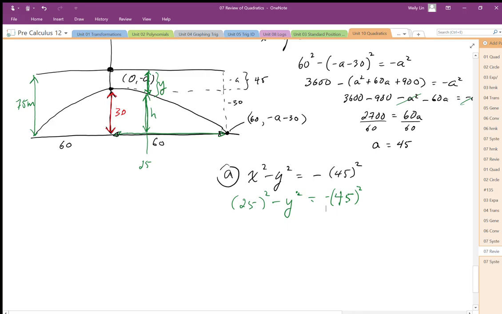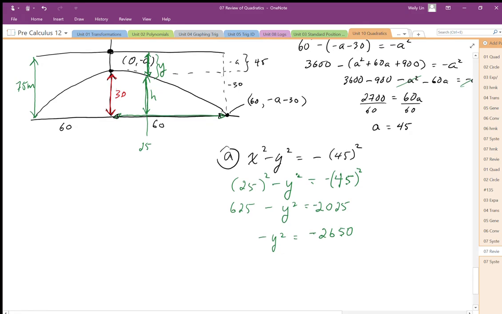is 625. And on the other side, I'm going to get 45 squared negative. Let's write this all down. So I get 625 minus y squared equals negative 2025. Okay, so I get negative y squared is equal to negative 2650. So I'm going to subtract 625 from both sides. I end up with that.